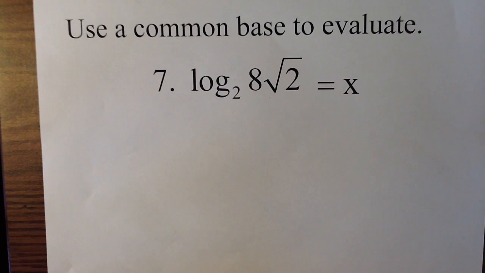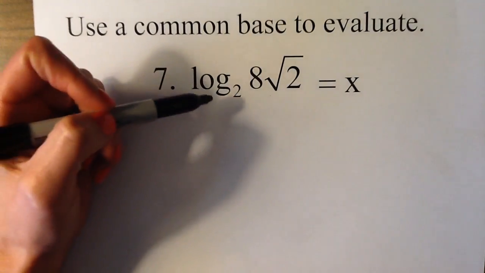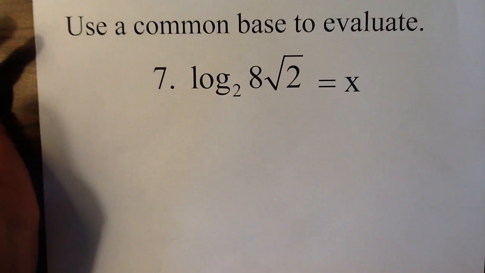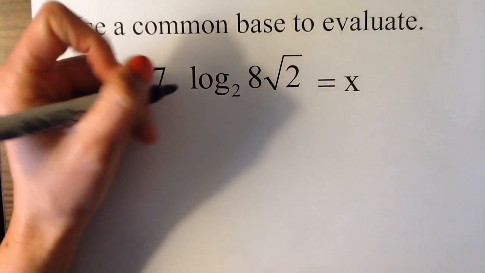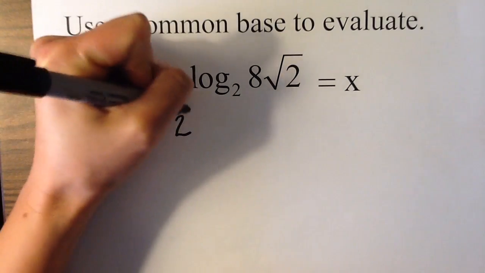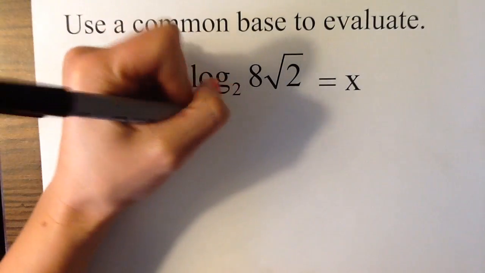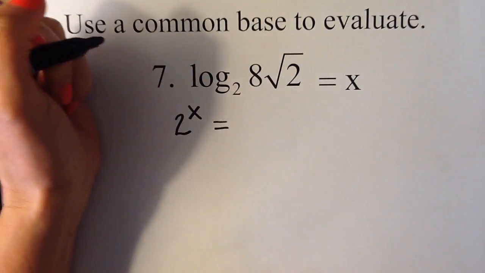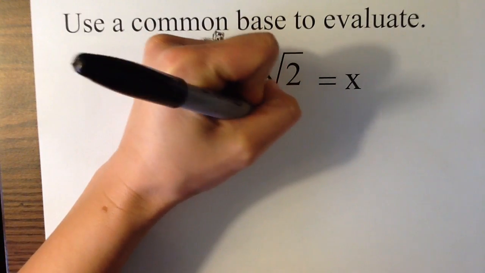So notice we still aren't learning how to get a variable out of an exponent yet, but we're going to make sure that we understand those properties of logs. The first thing we're going to do to solve this is convert it into exponential form. To do that, I'm going to take my base of 2 and raise it to the power of x, because I'm going to switch my input with my output, since logs and exponential form are inverse functions. That's going to be equal to 8 square root of 2.